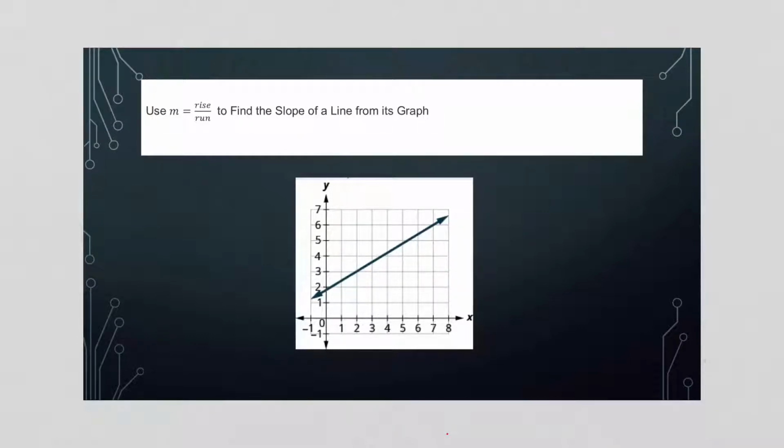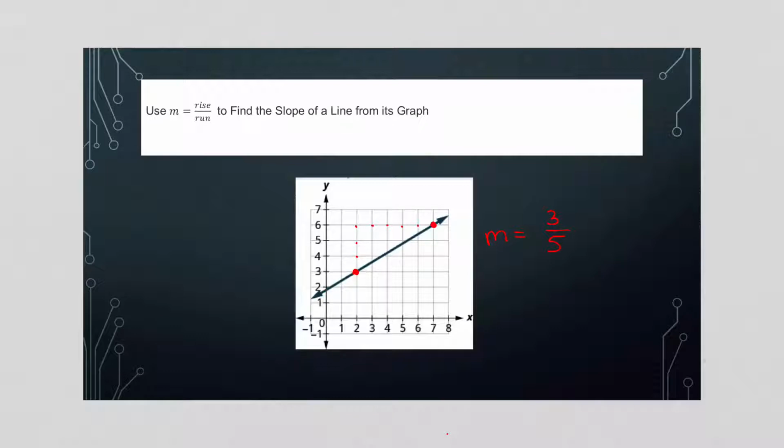Alright, this one, we can't pick the y-intercept this time because look how it's slightly below 2. So it looks like this is a good dot right here, and this is a good dot right here. So you want to go up 1, 2, 3, up 3, to the right 1, 2, 3, 4, 5. So this one has a slope of 3/5.